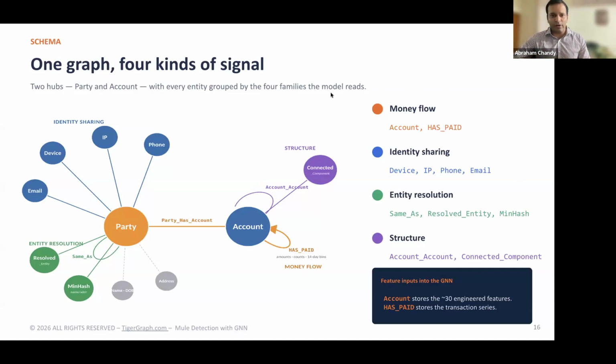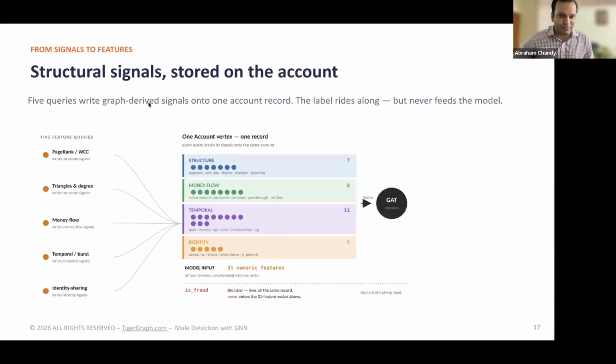We'll also look into the kinds of signals that we mentioned before, and we can do that right now. So there are structural signals and they're all stored on the account vertex. So examples of this can be structure. And here you want to look at page rank, you want to look at community size, you want to look at degrees, triangle clustering. I'll get to all these in a second. Then you have your money flow, like you're going to look at how much money goes in, how much money comes out, all the ratios involved. Here, there are 8 such features that we have here.